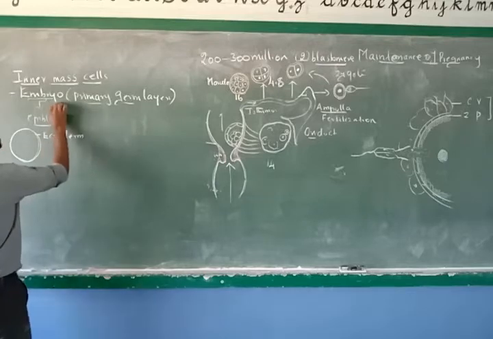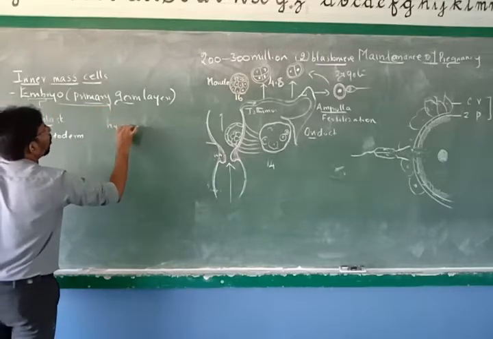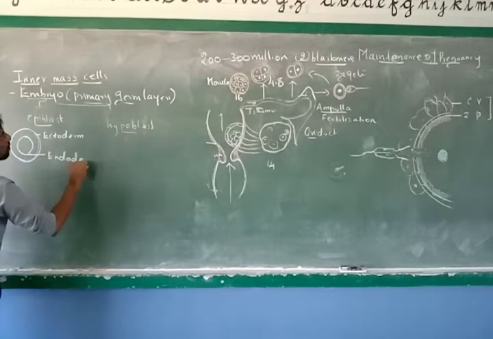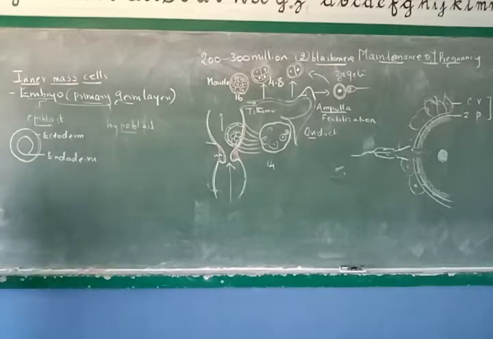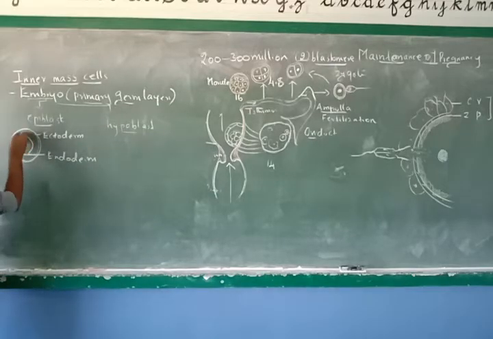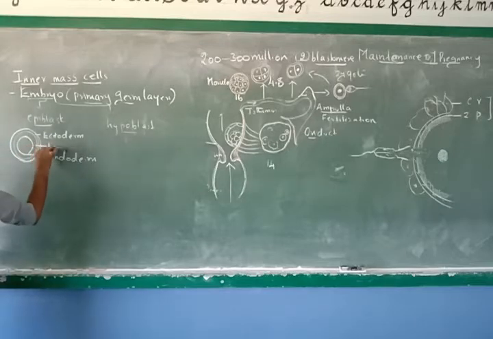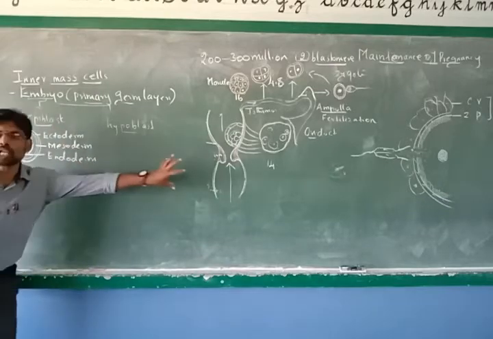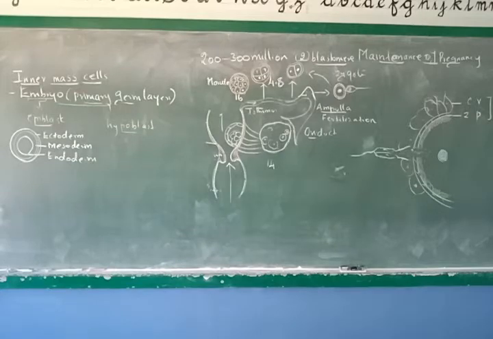The second one in this embryo is hypoblast. Hypoblast forms the inner layer. Otherwise it is called endoderm. Epi means outside, hypo means inner layer. In between that, in the middle, you will find one layer. This is called mesoderm. So entirely the inner mass of the cell is divided into 3 layers: epiblast, ectoderm, outer layer; hypoblast, inner layer called endoderm; and in between you will have mesoderm.